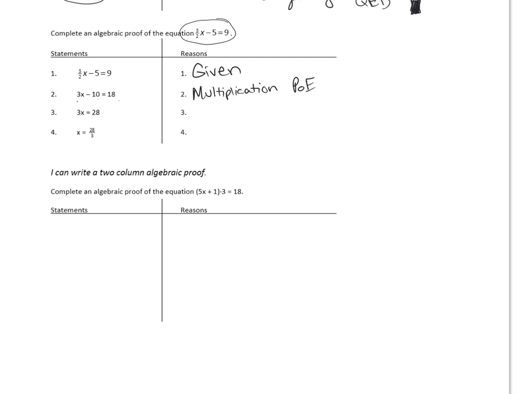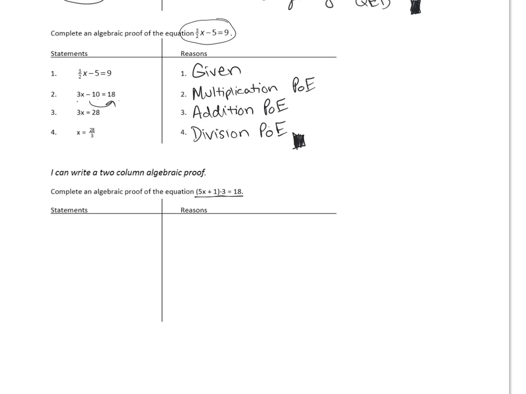Okay. Then they went through the next step and they added the 10 over to this side. So that's my addition property of equality. And finally, they had to get the x by itself, so they divided both sides. So the division property of equality. And we're done with our proof. We got to where we wanted to go. Now let's take a look at the next one.